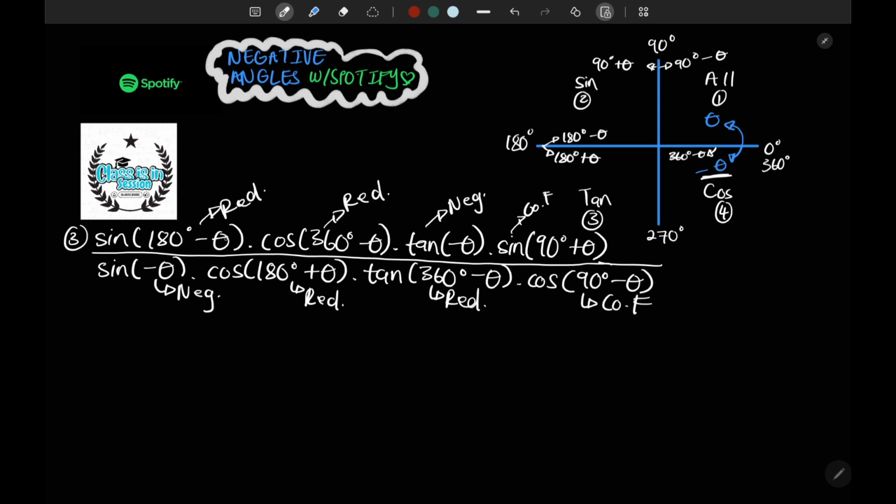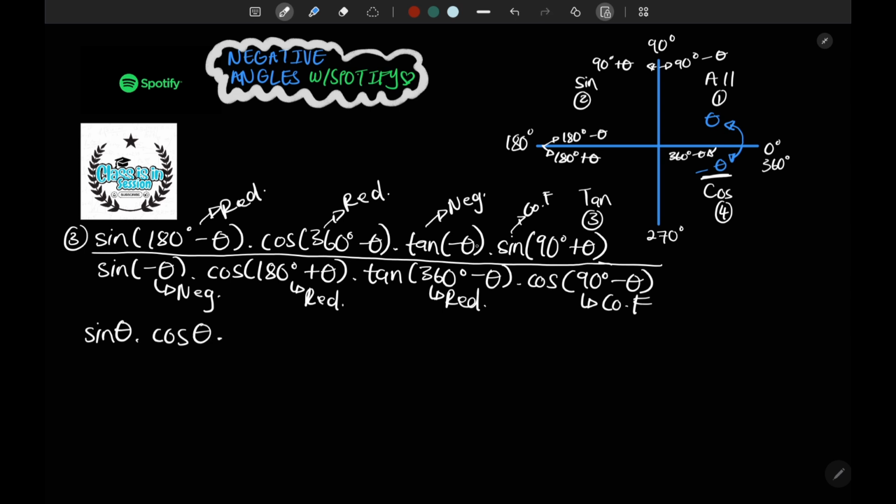180 degrees minus theta, let's look for it on the cast diagram. There's 180 degrees minus theta. It's in the second quadrant where sine is positive, so your answer should be sine theta. Times cos 360 degrees minus theta, let's look for it on a cast diagram. There's 360 degrees minus theta. It's in the fourth quadrant where cos is positive, so your answer should be cos theta.